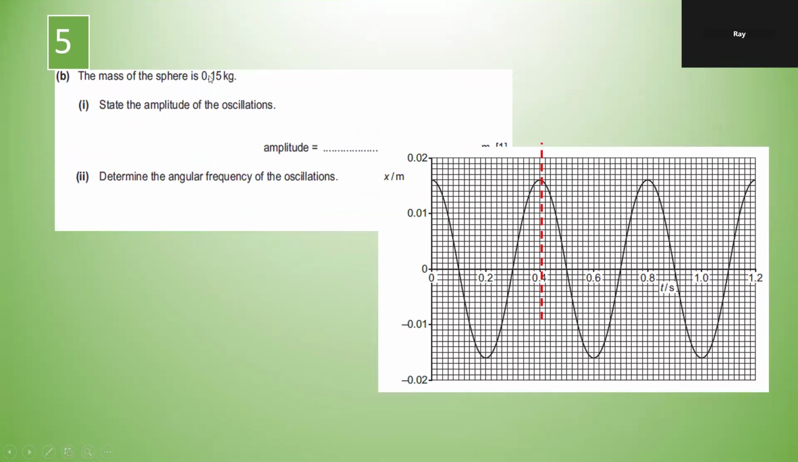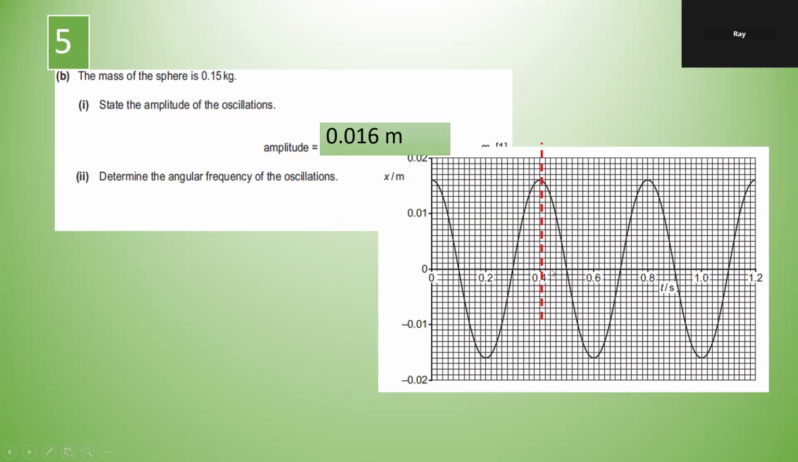The mass of the sphere is 0.15 kilogram. State the amplitude of the oscillation. Okay, what's the amplitude? 1.016. Okay, just read the maximum point, X. Okay, good. Determine the angular frequency. What formula to use? Omega equals 2 pi over T.